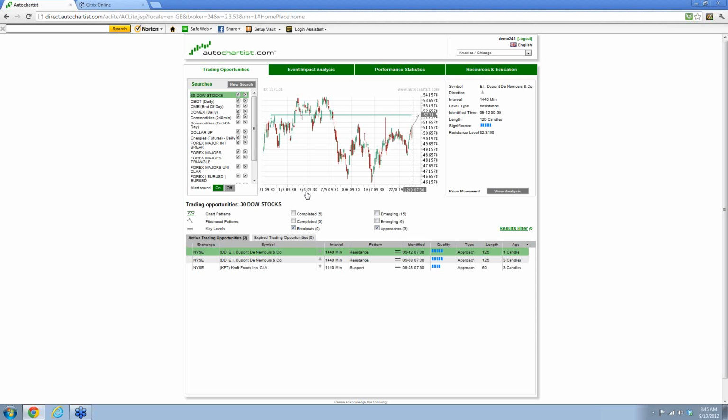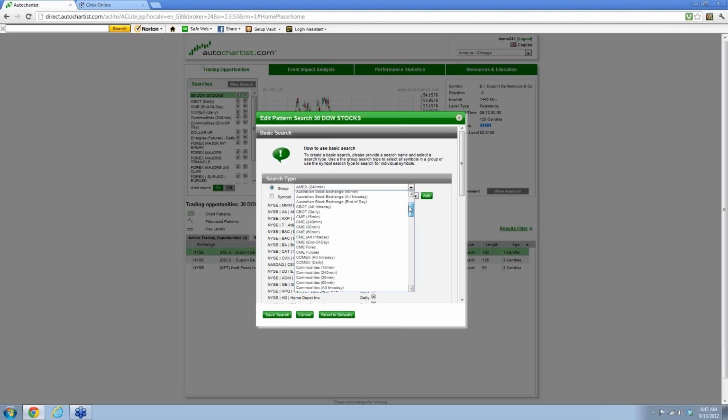First thing I want to do is a top-down approach. That means I want to find what the main trend is doing on the 1440-minute chart. Once I know what that trend is doing, I look for my entries using these smaller time periods.